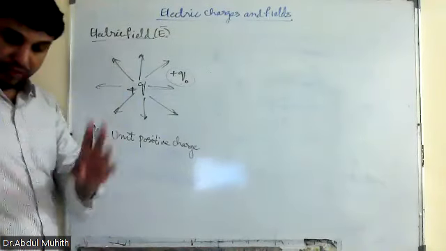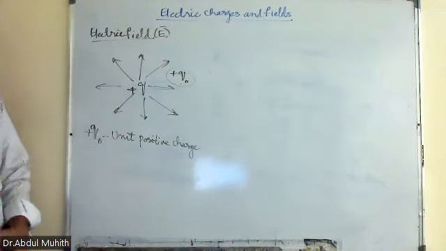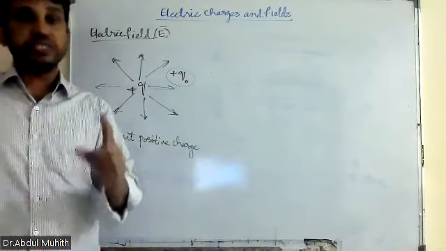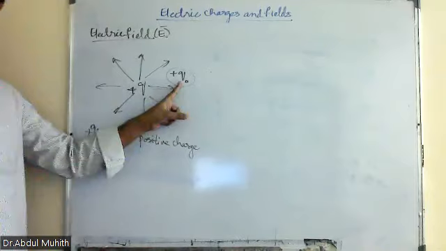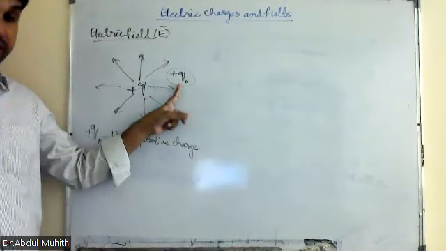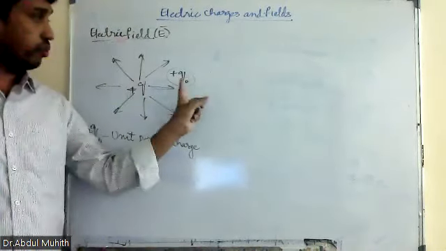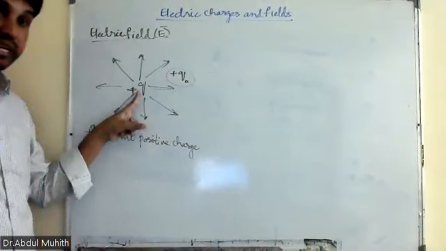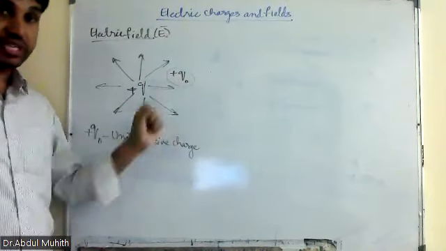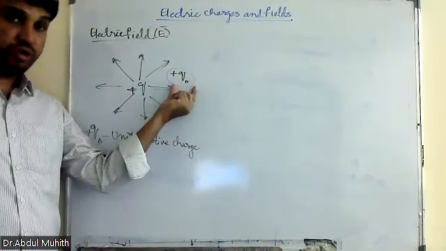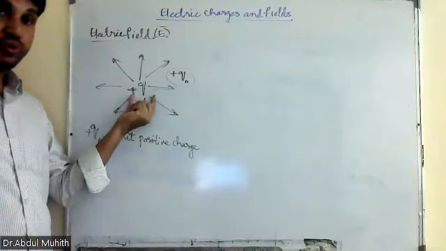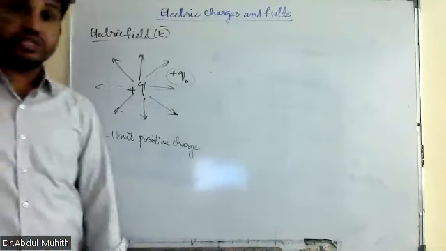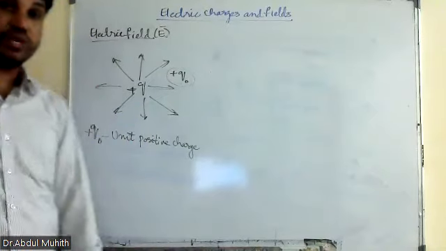Number one, the space around the charge where its influence can be felt is said to be electric field, or the force experienced. There are two ways we can say this: force experienced by Q0 under the influence of Q, or force exerted by charge Q on Q0. That is said to be electric field. Is that clear?